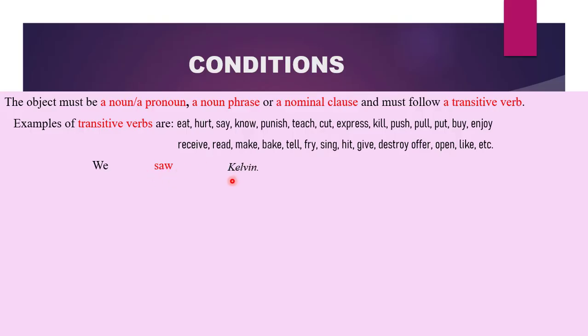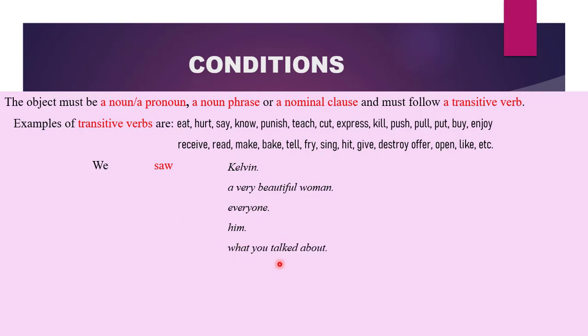Kelvin is an object. A beautiful woman. We can say, we saw a beautiful woman. What did we see? A beautiful woman. Therefore, a beautiful woman becomes our object. Any noun phrase or a clause that comes after a transitive verb or verbs like this will function as an object. For example, we saw everyone. So we are subject, saw are verb, everyone are object. We saw him. Him is our object.